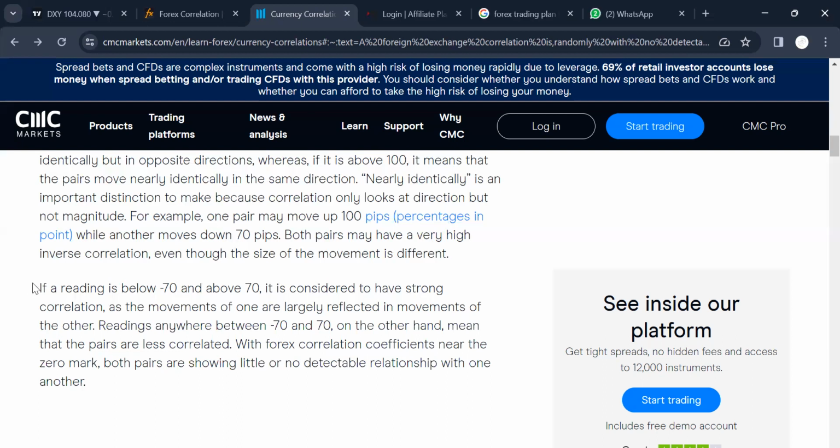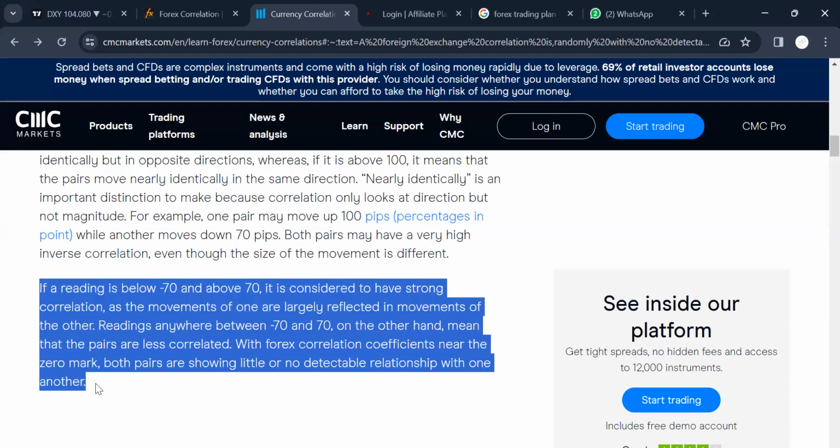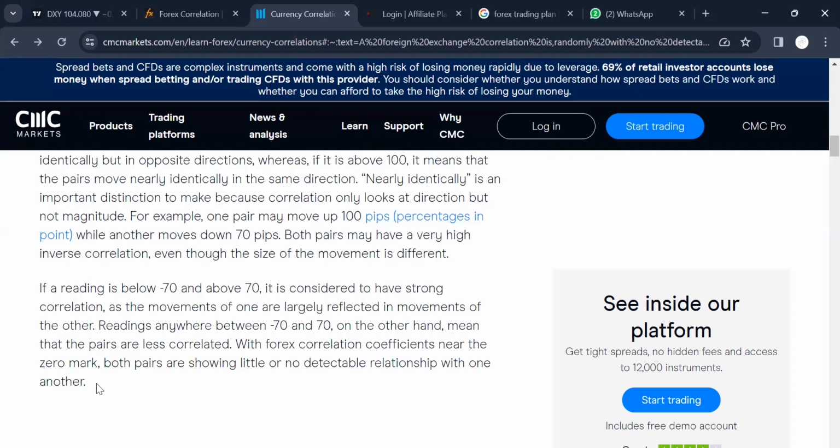So I'm going to read this again. We move to myfxbook.com. That also makes it quite simpler than even this. So don't worry, just be patient and listen to what I'm saying.